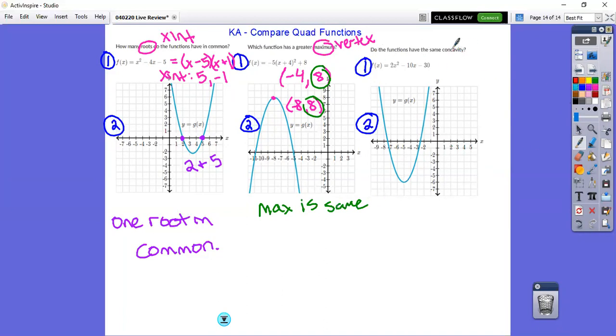Lastly, do the functions have the same concavity? So concavity is based on the a value. This is the very first thing we went over. So if it's up or down and if it's wide or narrow. So the concavity to this one, up or down, wide or narrow that we're looking at here is that both of these are going up. This one because it's faced up. So that's an up. And this one because this number is positive means that it is also concave up. And so this one, you would have said that they were both the same and both up. Okay, would have been the choice that you picked there.